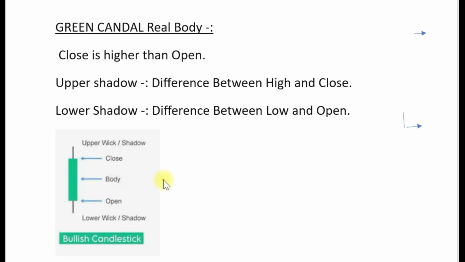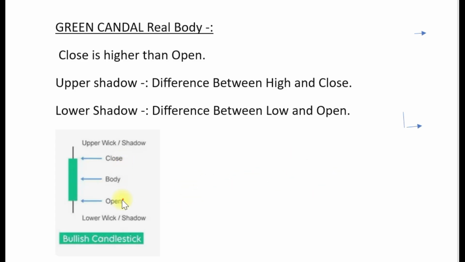The central part of the candle will be filled with the green color. This signifies the positive sentiment and indicates that the price of the security may go up. That is the green candle.